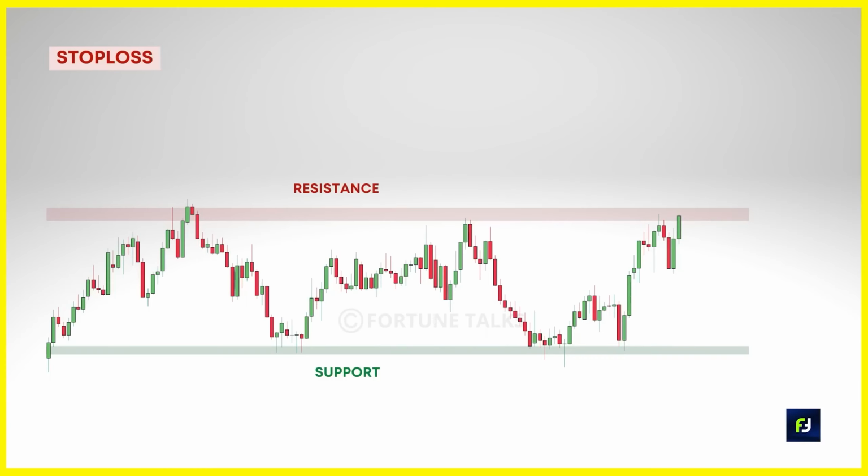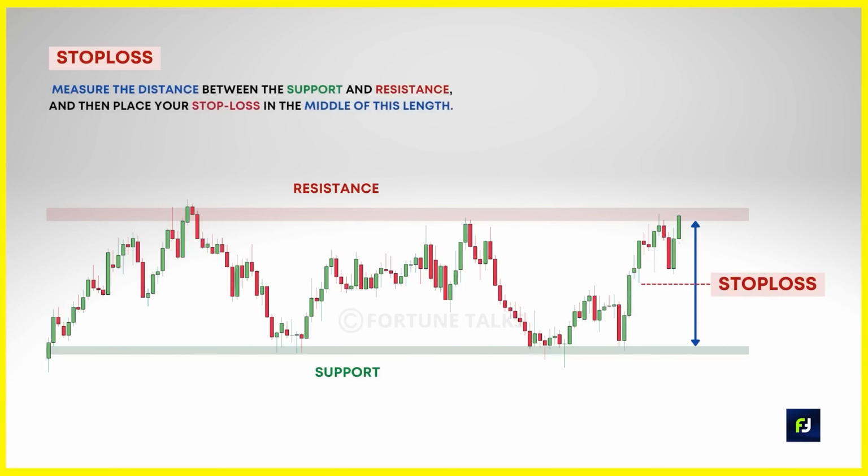Now we will learn to set a proper stop loss. We don't want the stop loss to affect our risk management. So when you notice a rectangle breakout, you have to measure the distance between the support and resistance and then place your stop loss in the middle of this length. This is applicable to both top and bottom rectangles. Now your trade will be secured by doing this, and you will be aware that the maximum you can lose from this trade is equal to half the size of the pattern.